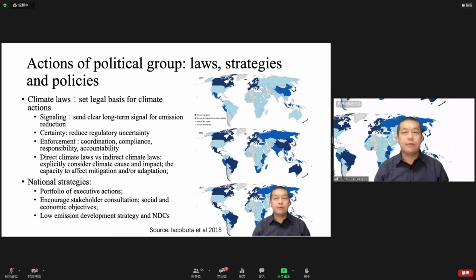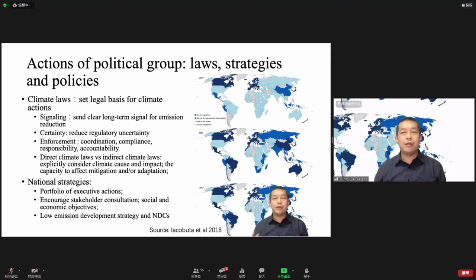And after talking about those structural factors, we move towards the actions and how the actors can take actions. And we use the political group, the government, as another example. And the governments can take many actions. And the most important three of them are laws, strategies, and policies.